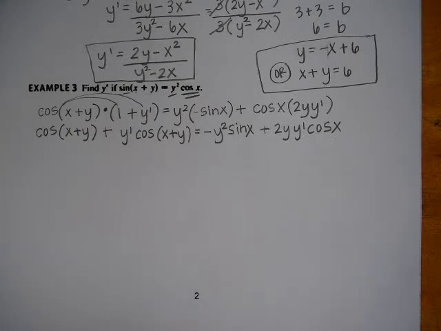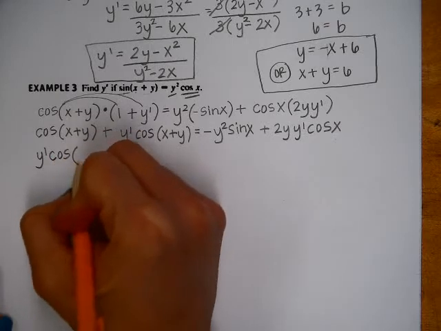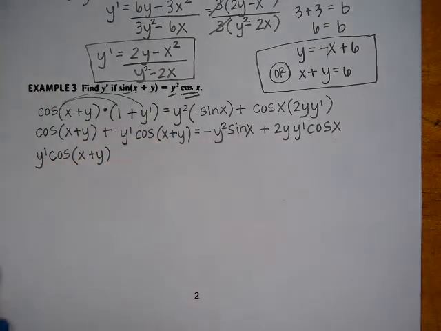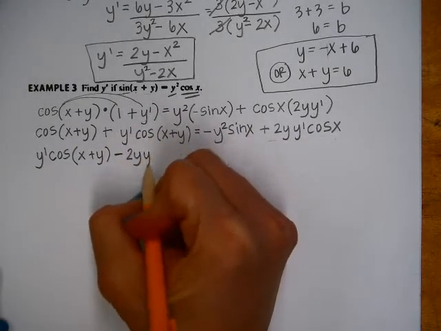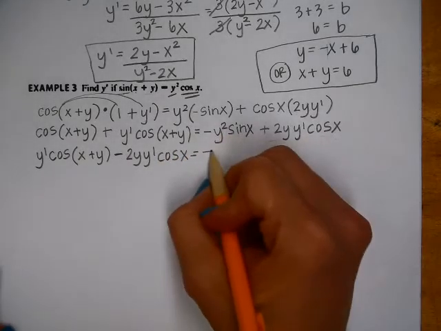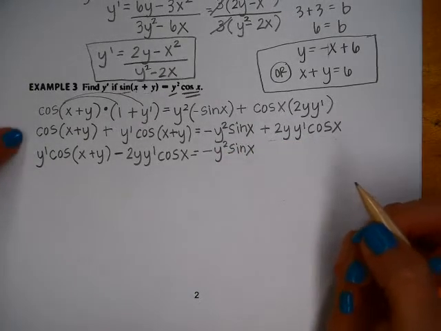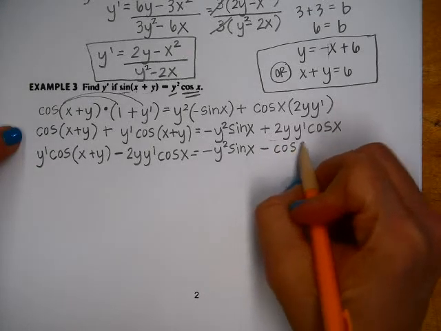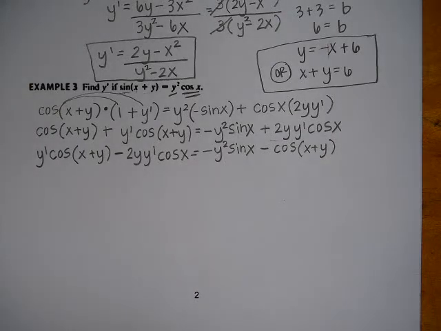Alright, so now same concept. We want y primes on one side and everything else on the other, so that we can factor out that y prime. So we're going to leave y prime cosine of x plus y. We're going to bring this y prime term over, so that's going to be negative 2y y prime cosine x. We're going to leave negative y squared sine of x on the right, and we're going to bring over cosine of x plus y. And when we do, it's going to be minus because on the left it was positive.